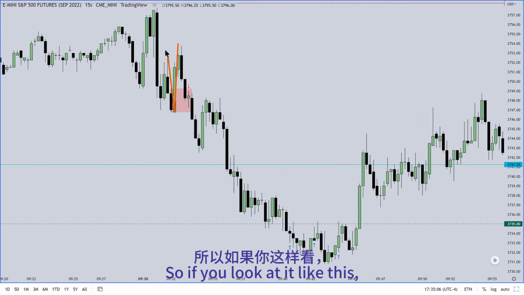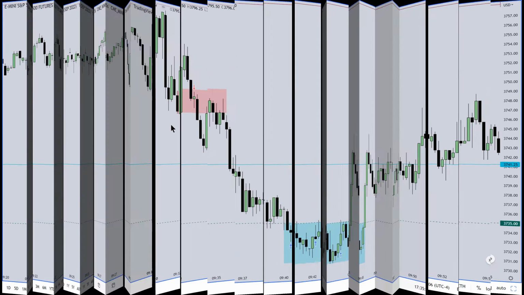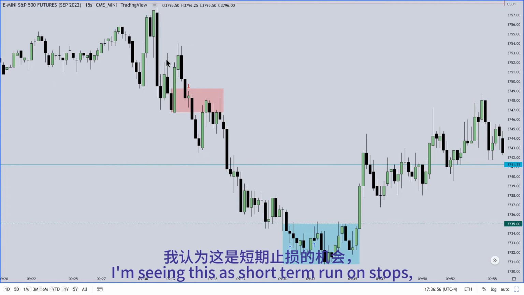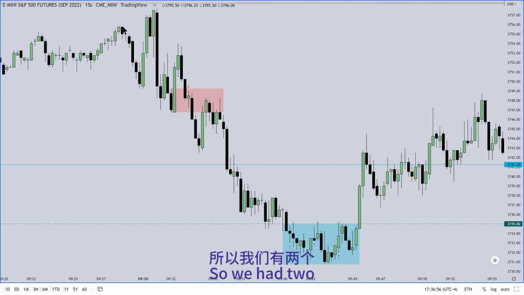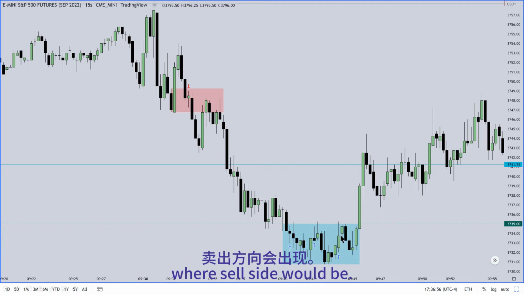So if you look at it like this, that being the breaker, that down close candle here, I want to be entering in that. That's here. So my candle of entry is here. I'm utilizing that. I'm seeing this as a short-term run on stops, just like this was a short-term run on stops. So we had 2 buy-side liquidity runs and the likely draw on liquidity down here where sell side would be.